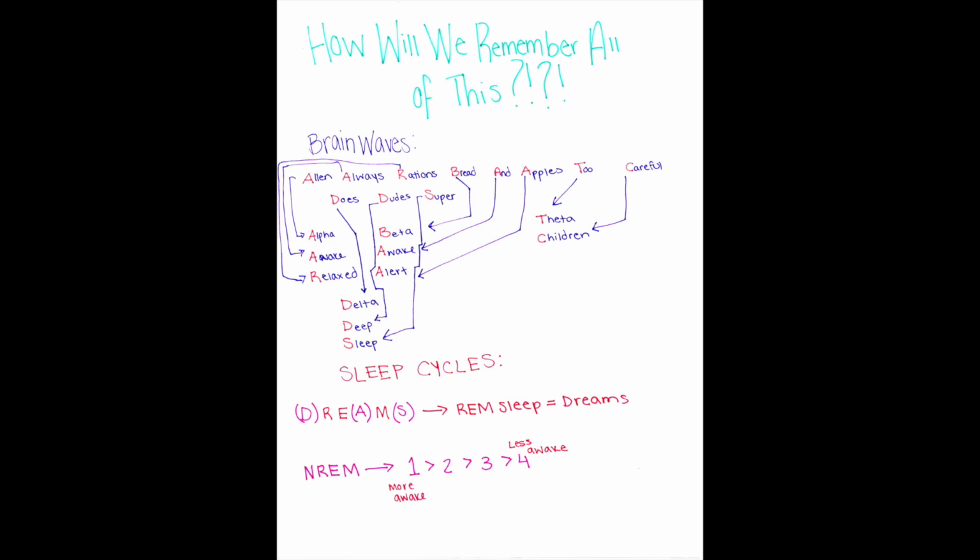Finally, we have our sleep cycles. This is pretty simple. So if you think of the word dream, you can see that it has REM already in there. So REM sleep equals dreaming. Then we can look at NREM stages, 1 being the most awake and 4 being the least awake.